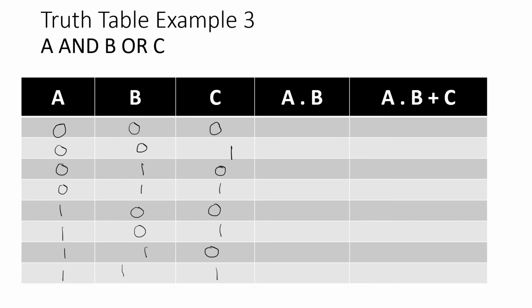Okay, next we're going to work out A and B. There it is, A and B. Here I've got it in a different notation, A dot B, which means A and B. So we're just going to be looking at the first 2 columns.